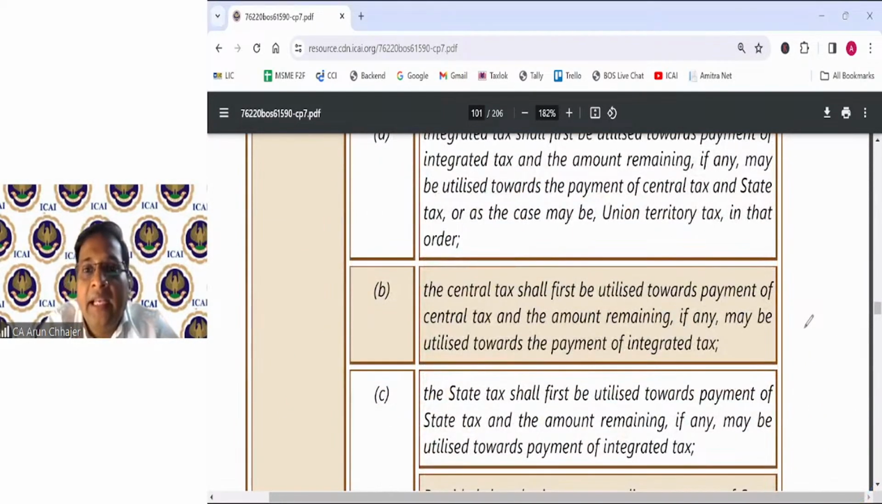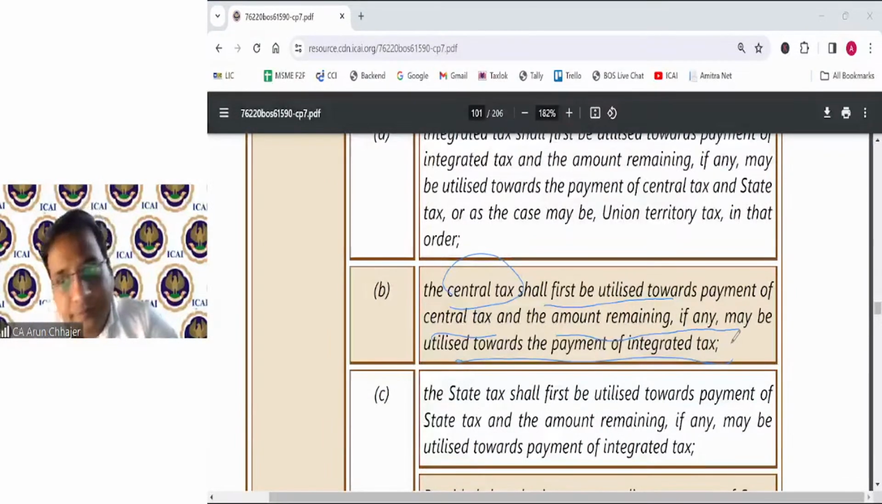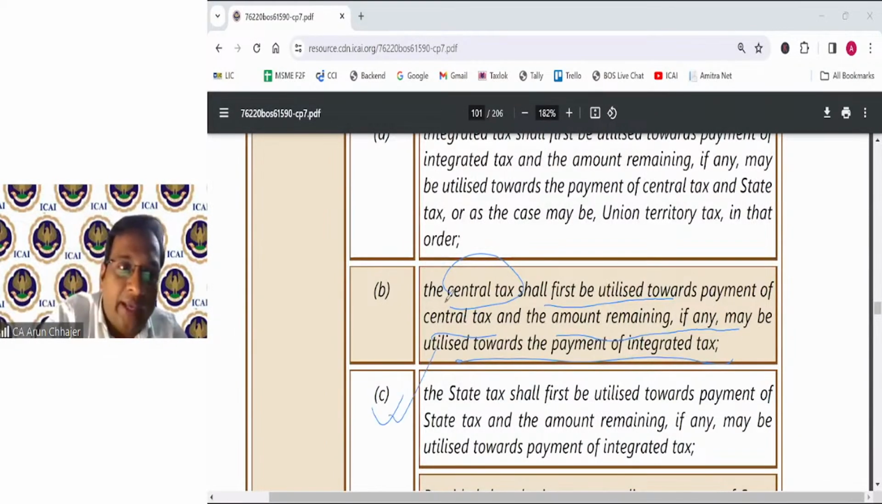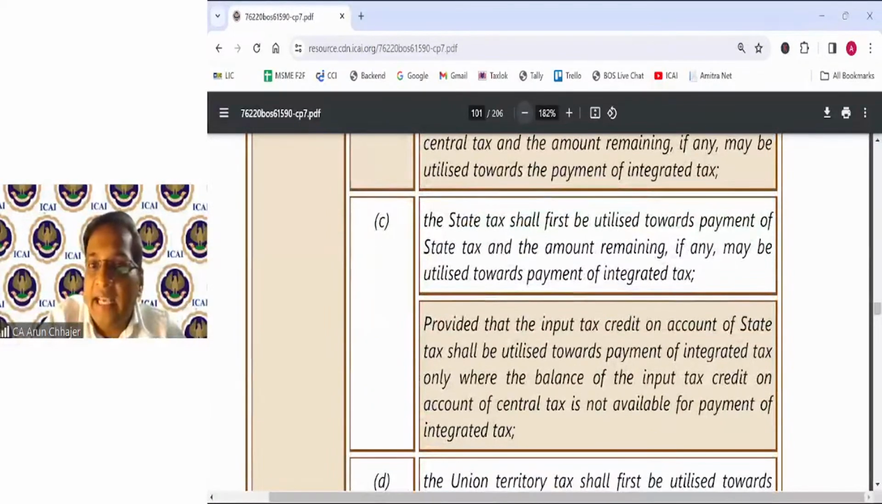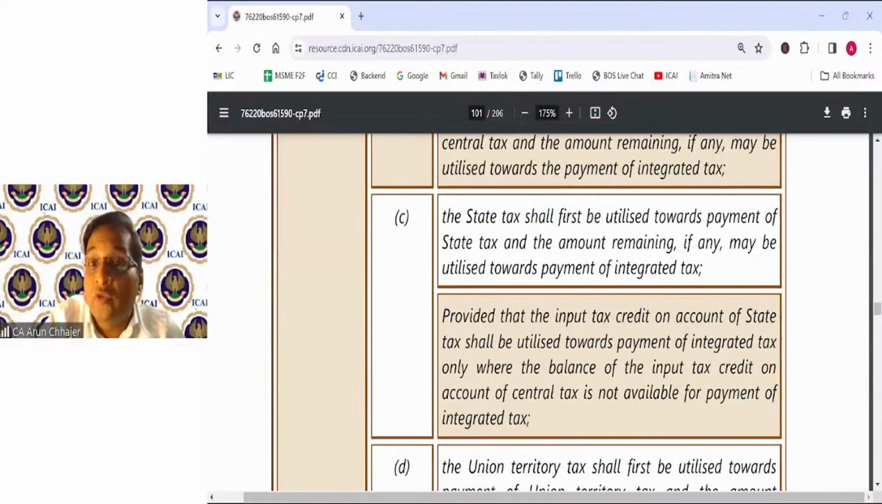CGST has any input tax credit, it will be first utilized toward the payment of CGST, and remaining, if any, may be utilized toward the payment of IGST. I have discussed this also. The same funda would apply to S, so I am not reading. So if S has the ITC, then S ka ITC will be given first to whom? S ka liability. And if any remains, then it will go to I ka liability.